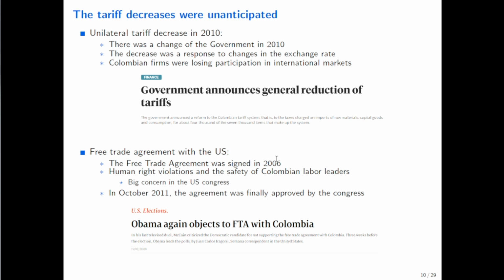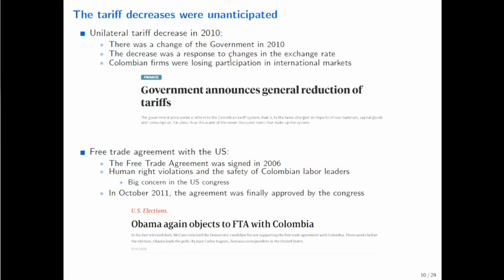So we are going to argue that the tariff decreases were unanticipated. The first one, in 2010, was a response to depreciation of the exchange rate, and basically many inputs for Colombian firms were getting too expensive, so these firms were losing participation in international markets. So the government announced a general reduction of tariffs after they came into office. The other one is the free trade agreement with the US.